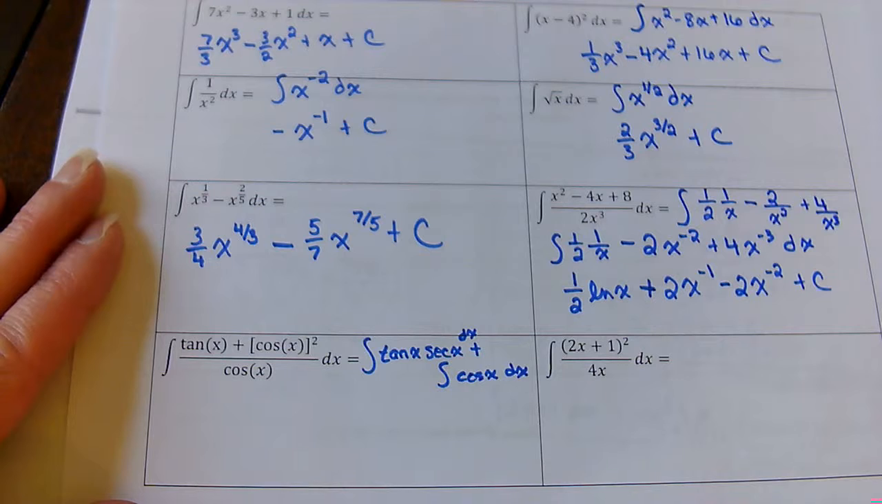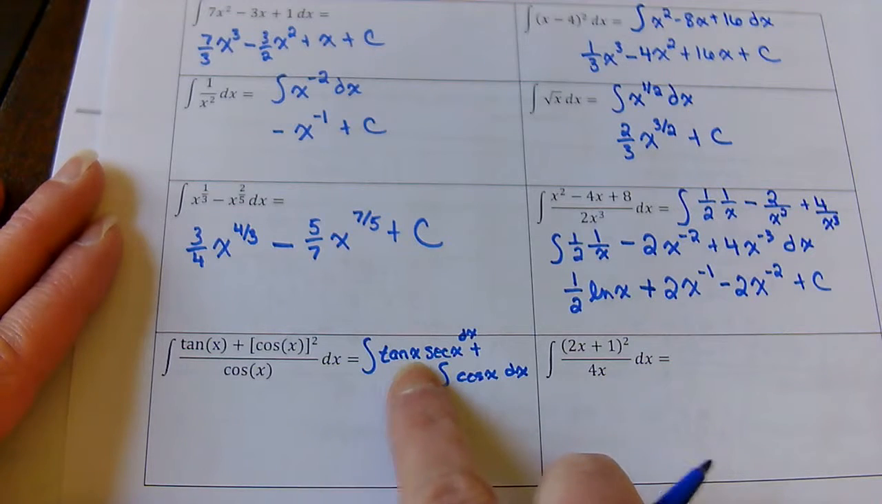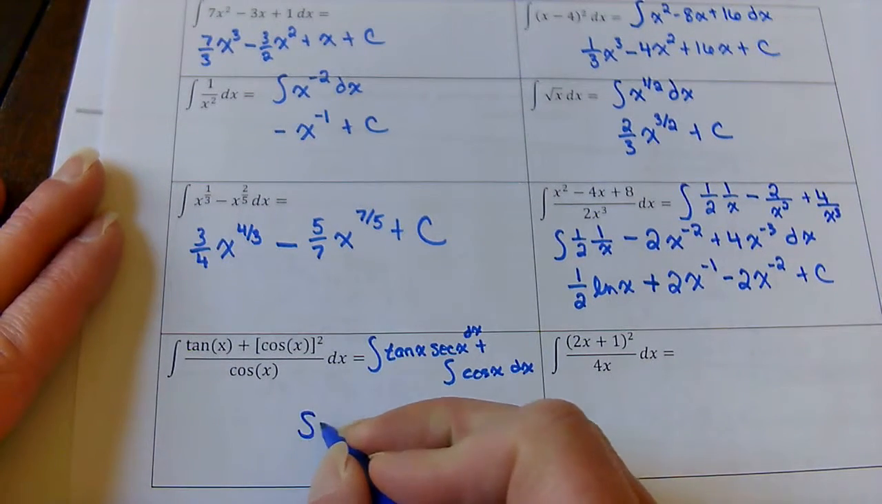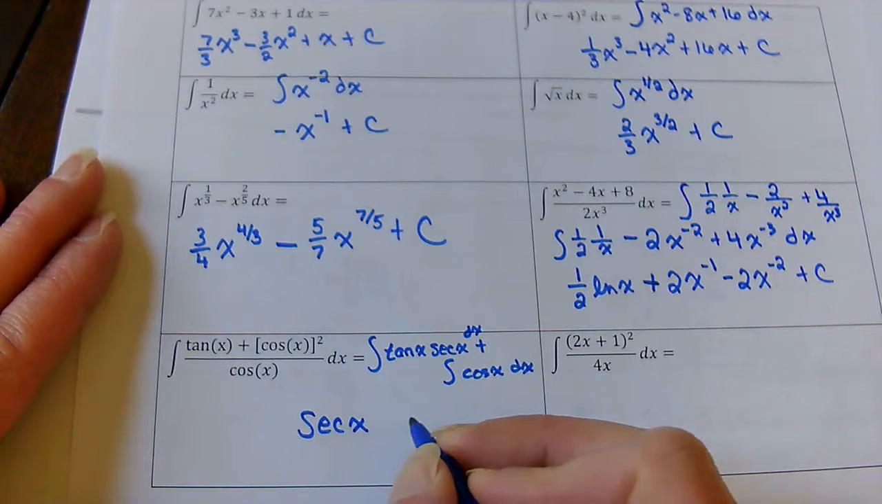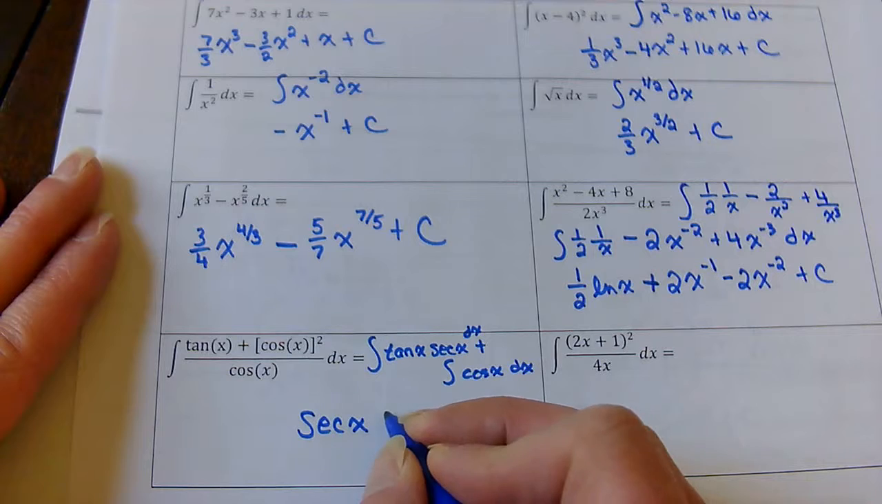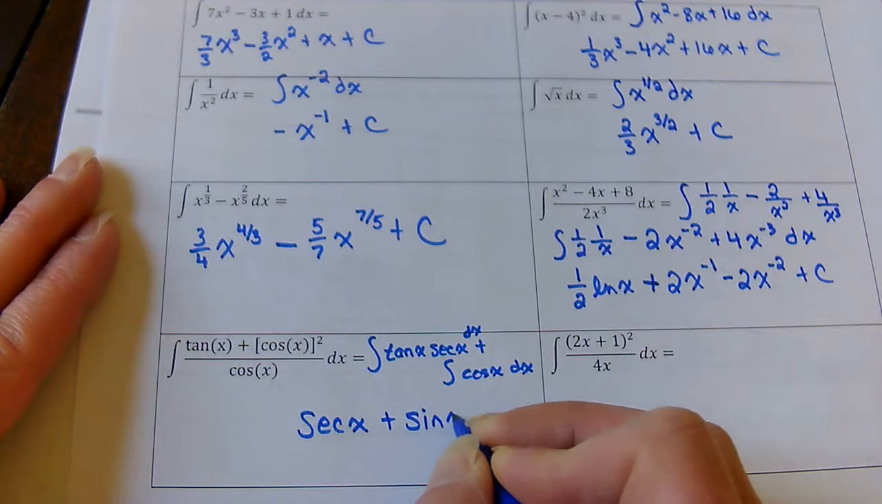Then if I look back at my rules, there's something about if I take the derivative of something, I get secant x tangent x. Just like that. That's going to be secant x. Now what would give me the derivative of cosine? That's sine x.